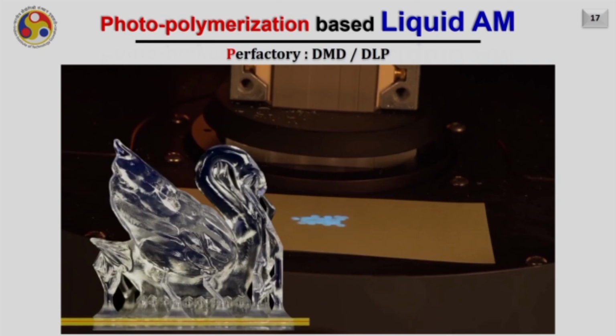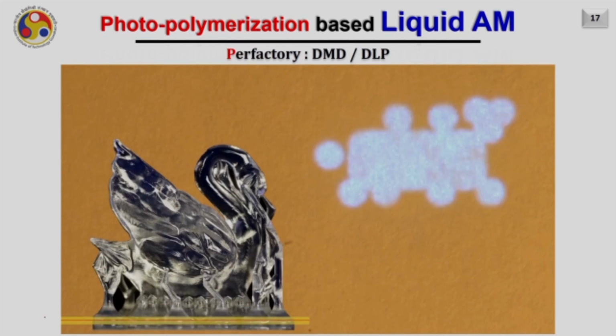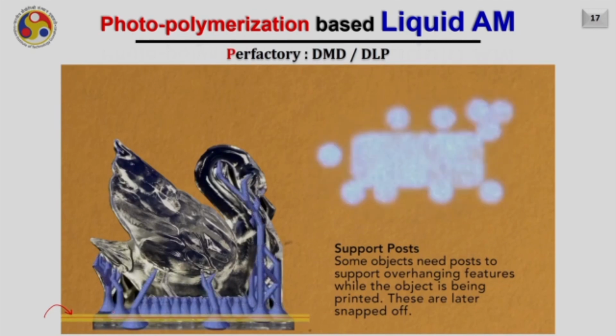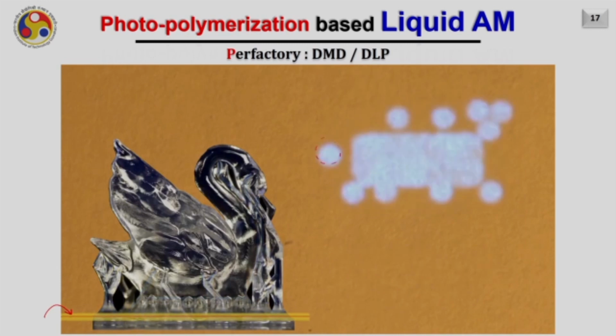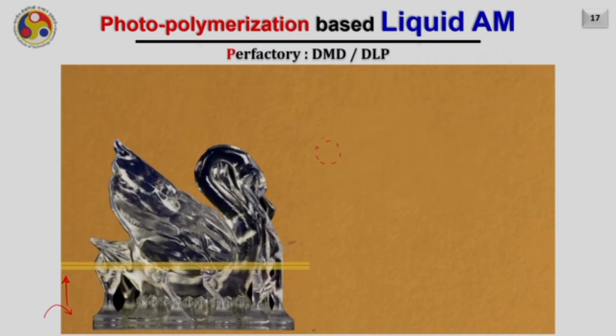So I'll show you in this video the typical DLP system. Right now we are at this slice, and as the cross section we are getting, the mirrors corresponding to the inside region are getting activated. Also, we need to generate the support structures appropriately at the same time. Like for example, here these pixels most probably correspond to the support structure. As we keep on moving, the slice is moving as you are seeing here. The pixels that need to be activated are changing continuously.